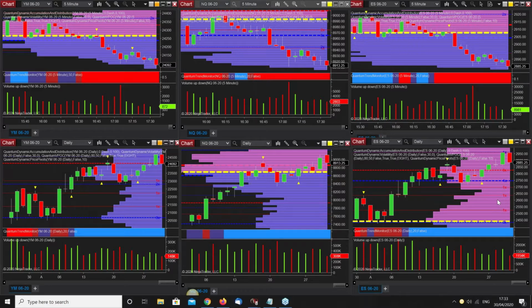Okay, great. What we've got here, we're on the multiple indices. So we've got the YM, the NQ in the middle, and the ES on the right-hand side. And if you're trading any index future, whether it's the Russell or any of these, you should have all of these up at the same time because they give you different perspective in terms of volume and price action. Generally, they're moving in the same direction, but not always.